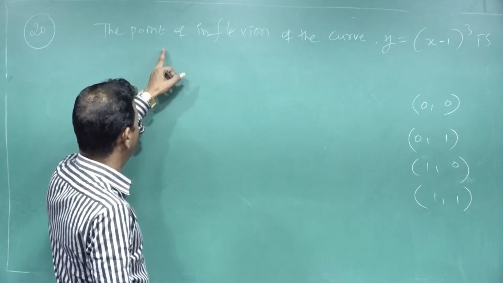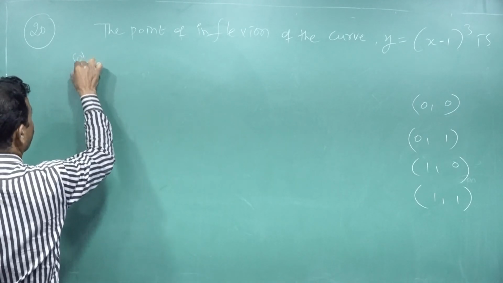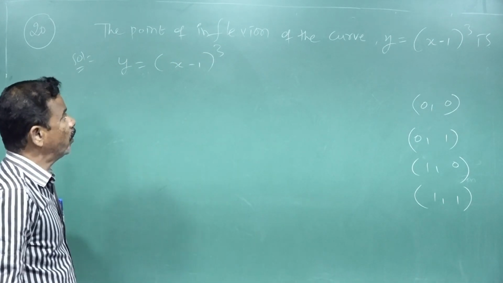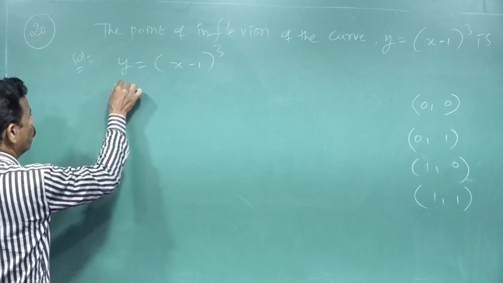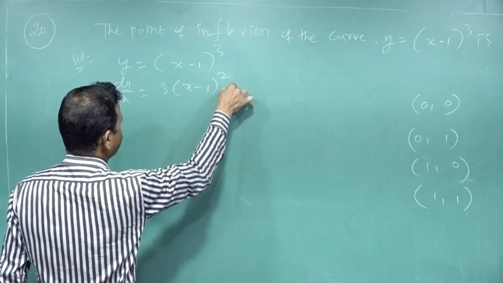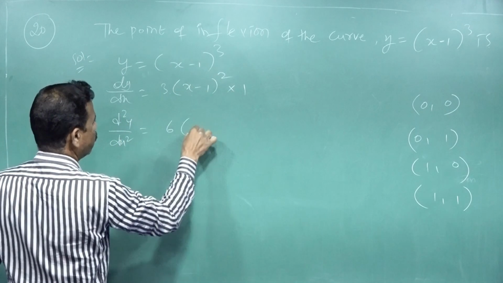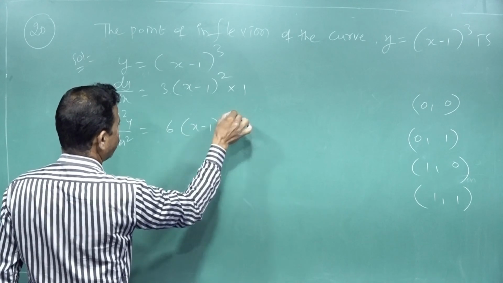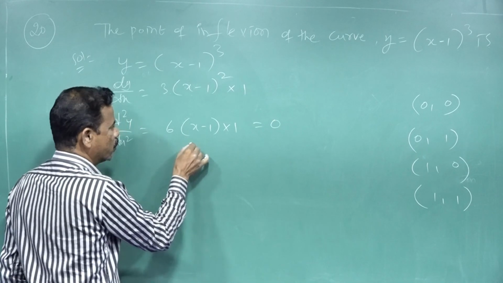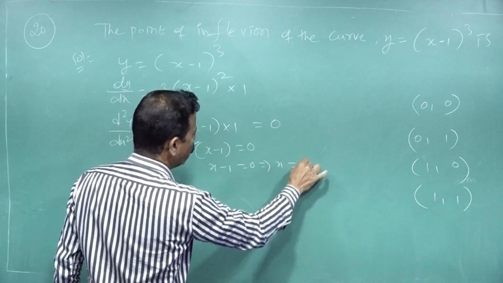20th question. The point of inflection of the curve y is equal to x minus 1 whole cube is. So the given curve is y is equal to x minus 1 whole cube. For the point of inflection, the second derivative is compulsory. So dy by dx is equal to 3 into x minus 1 whole square, x minus 1 derivative 1. After that, d square y by dx square. So 3 into 2, 6 into x minus 1, and the x minus 1 derivative is also 1. For the point of inflection, taken as 0. So 6 into x minus 1 is equal to 0. 6 cut, x minus 1 is equal to 0. Then x is equal to 1.